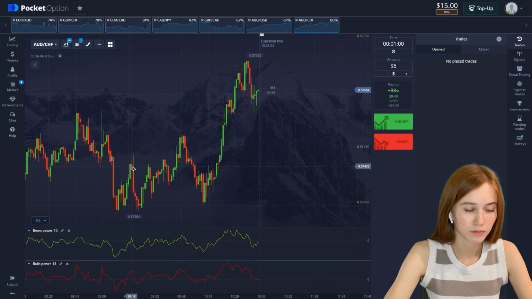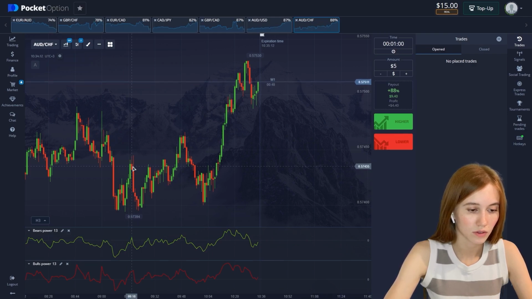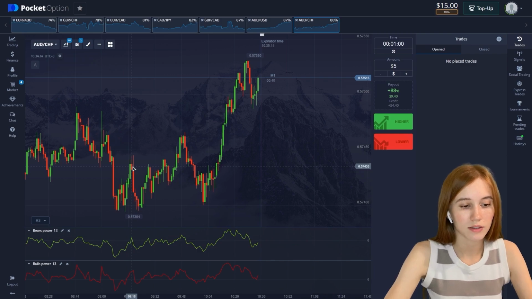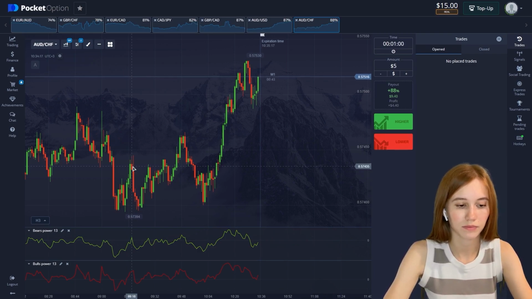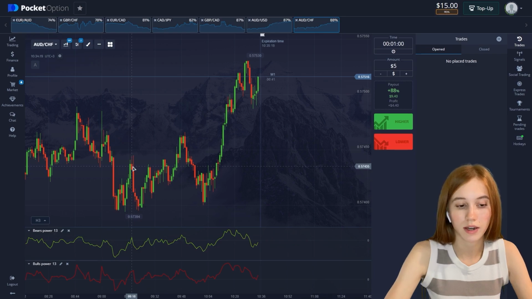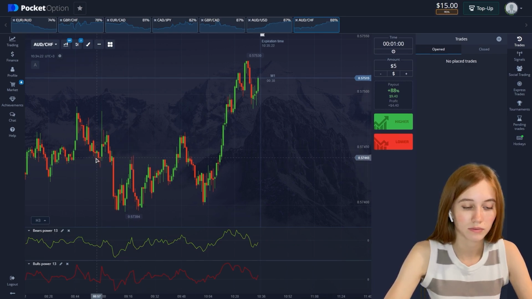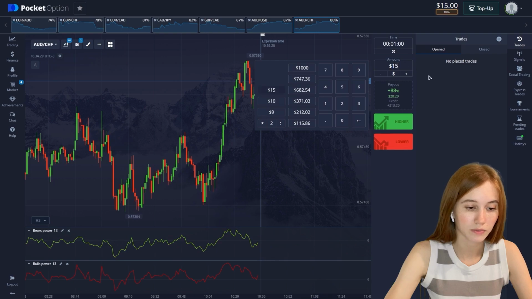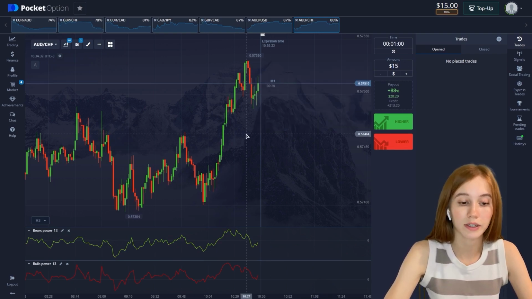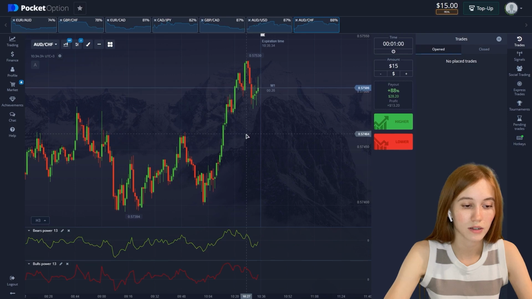Well, now let's check all the settings of the trading space. Let's start placing our first trades. $15 first. I will increase it a little bit, and at some point we will reduce the amount and will not use the full balance.